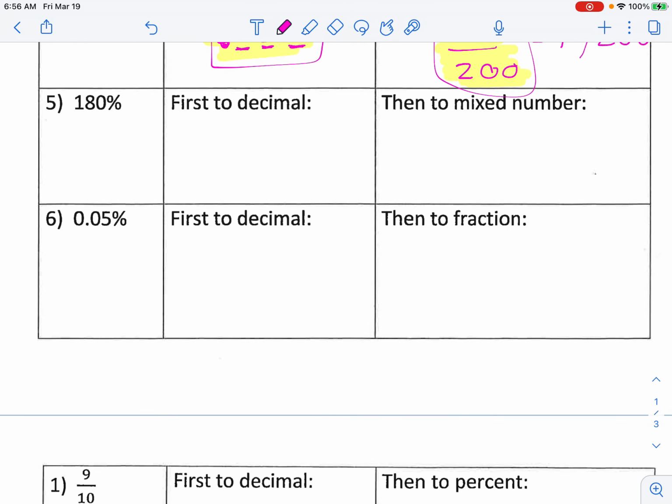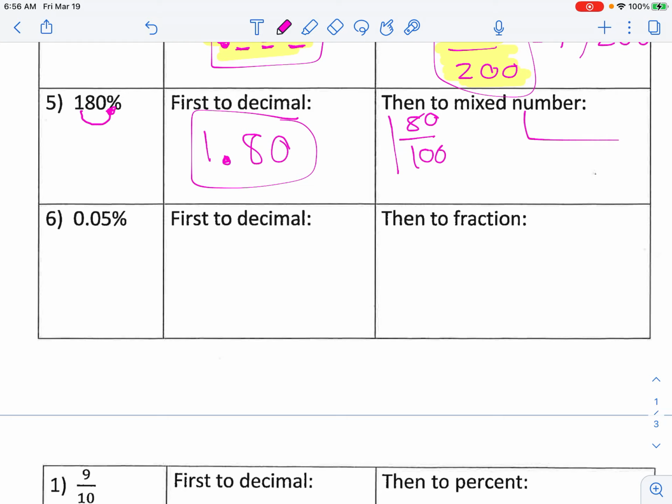If you have 3 digits in your percent, you are going to add a decimal behind that number. That's a whole number. So with a whole number, the decimal always starts behind the number. We're going to move that decimal 2 places to the left. So my decimal is going to be 1.80, also read as 1 and 80 hundredths. I'm going to reduce 80 and 100.